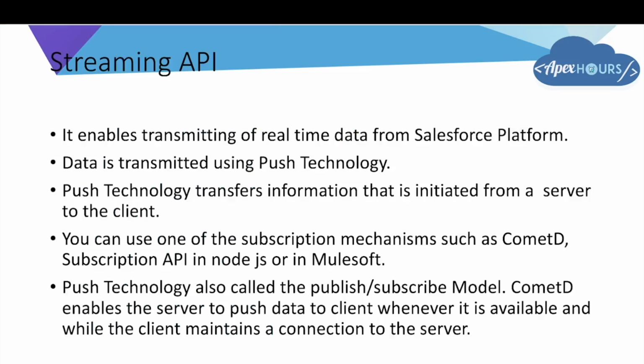Now, what is streaming API? Streaming API enables transmission of real-time data from the Salesforce platform. Basically, it's an outbound process where any event occurs. What is an event? An event is any change in data which is meaningful to a business. When any event occurs, we send real-time data outside Salesforce to an external application. So it uses push technology that transfers information from a server to the client.